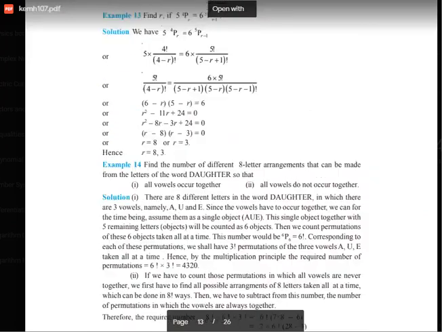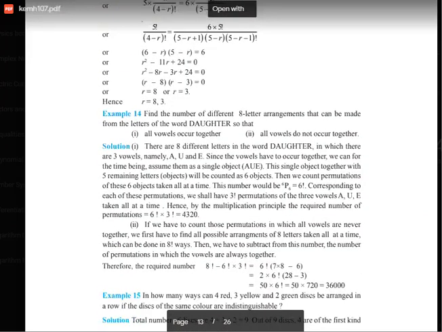Okay. Let's see question number 15. I hope all of you can see question number 15. In how many ways can 4 red, 3 yellow, and 2 green discs be arranged in a row, if the discs of the same color are indistinguishable, means they are the same? Then tell me, what is the number of ways in which it can be arranged?